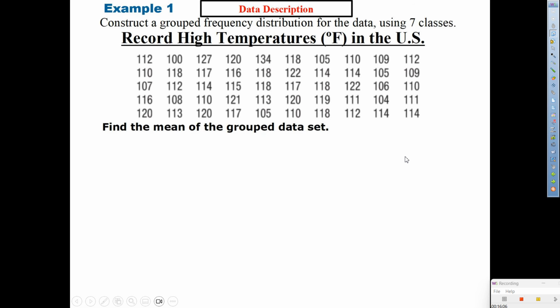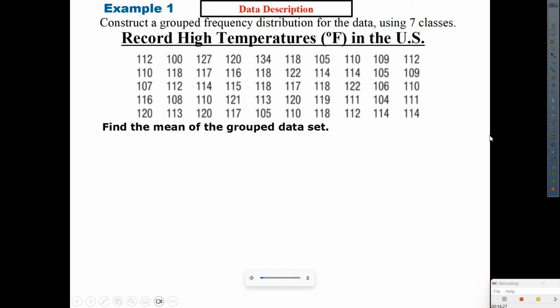And it reads, example 1. So on your paper, write example 1. And I want you to write the instructions. It says, construct a group frequency distribution for data using 7 classes. And then you're going to write the second instruction that says, find the mean of the group data set. And you guys have your calculators because you're going to help me with all the calculations because it's going to go a little fast. By now we should be able to do this all together.